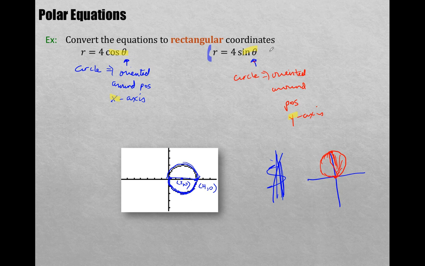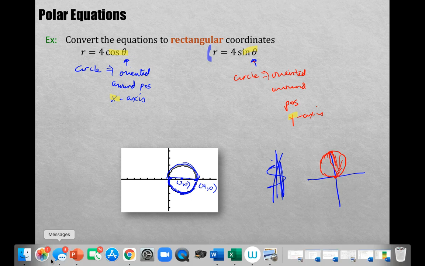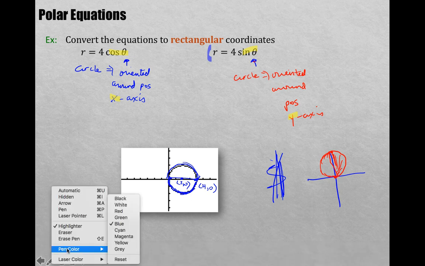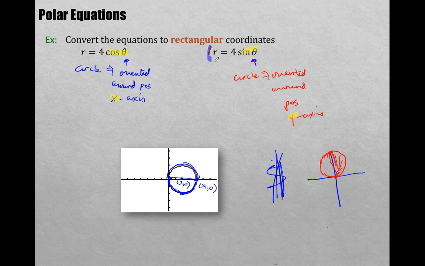Multiply everybody by r because I want r sine theta. So I get r squared is equal to 4r sine theta. We know that's y. r squared is x squared plus y squared. If you are just asked to convert, you can stop there.